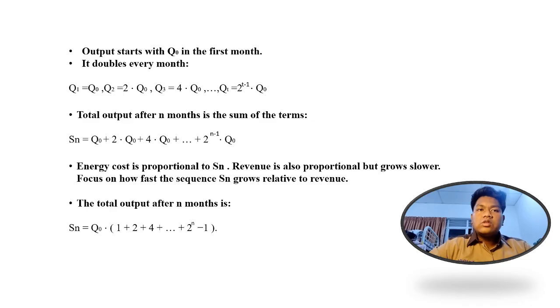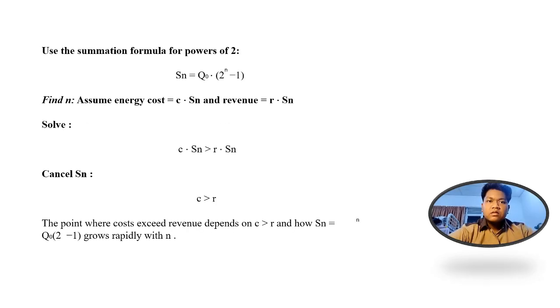Energy cost is proportional to Sn. Revenue is also proportional but grows slower. Focus on how fast the sequence Sn grows relative to revenue. Summation of the series. Total output after n months is Sn equals Q0 multiplied by 1 plus 2 plus 4 plus ... plus 2 to the power of n minus 1. Use the summation formula for powers of 2. Sn equals Q0 multiplied by 2 to the power of n minus 1.